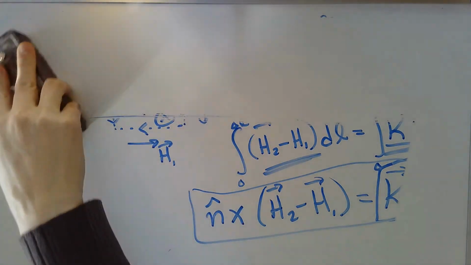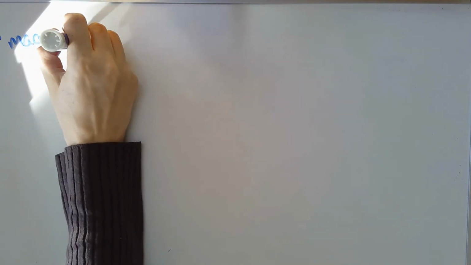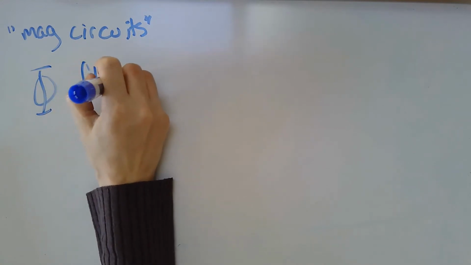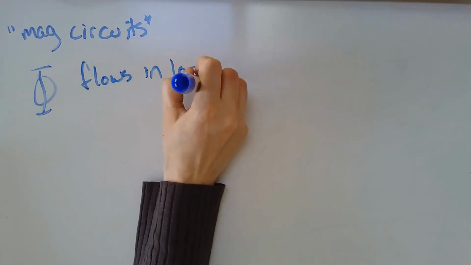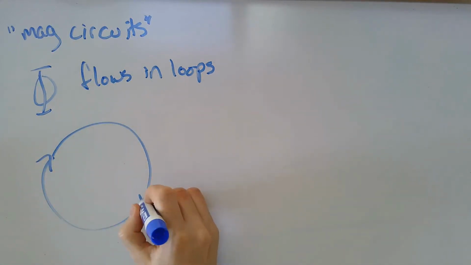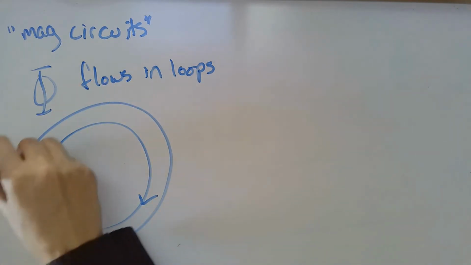One last topic to talk about in this kind of all over the place video is the idea of magnetic circuits. Magnetic circuits are a thing because, like current, magnetic flux only ever goes in a loop. Right? Your magnetic field lines, because B and H are solenoidal, always go like this.